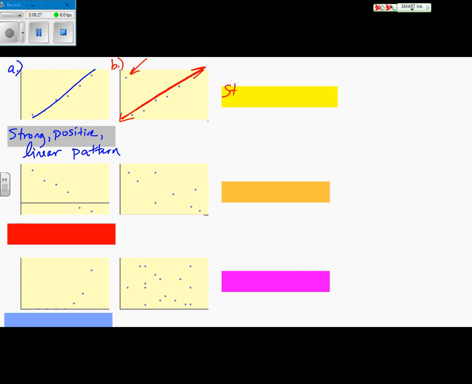I would still say that it's strong. And it's still positive because it's going up to the right. And I would still say that it's linear. And that would describe the pattern. However, it does have this potential outlier hanging out here. So I would want to mention something about it with potential outlier.